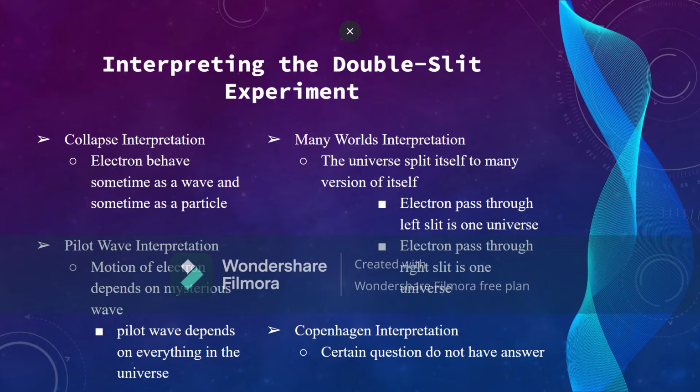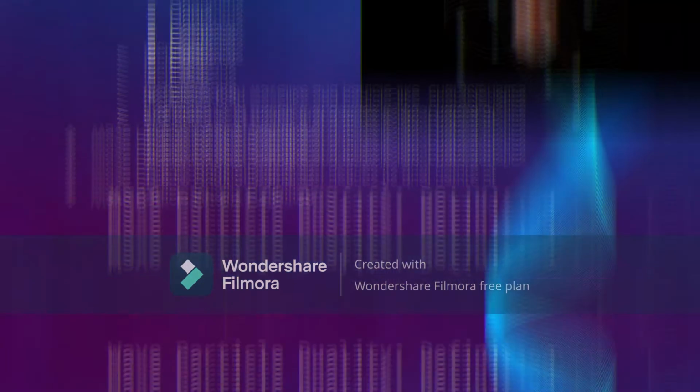The last one is the coherent interpretation. It says that certain questions do not have an answer. For example, what the electron is doing between going from the first screen to the second screen. It doesn't have an answer. And that's the last interpretation.